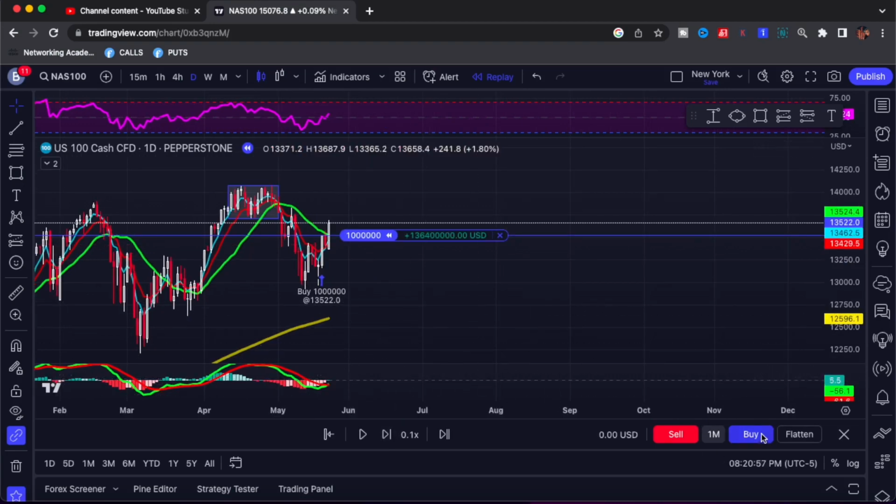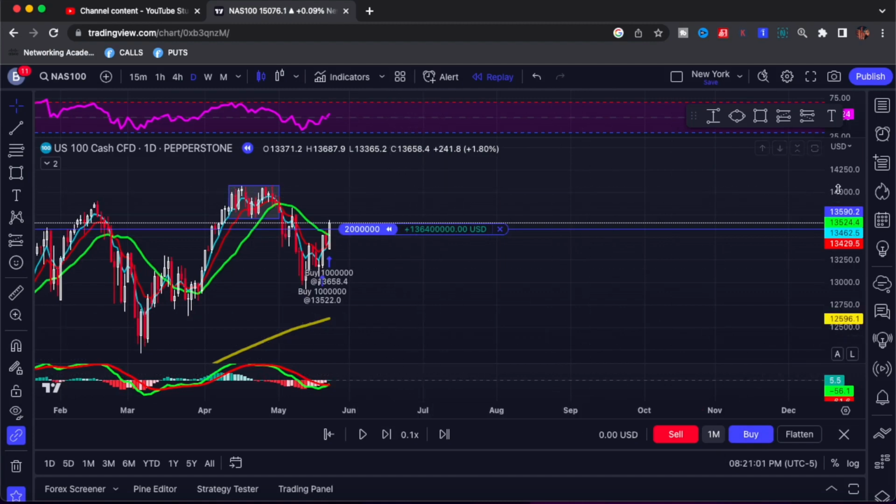Okay, I'm buying again. I'm buying. Now I'm done buying. Now my price target is gonna be what? Previous high somewhere. Previous high.